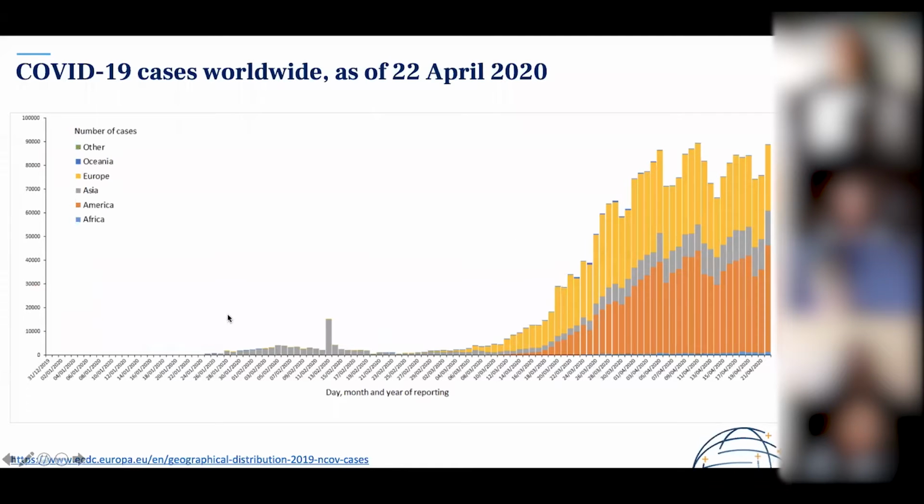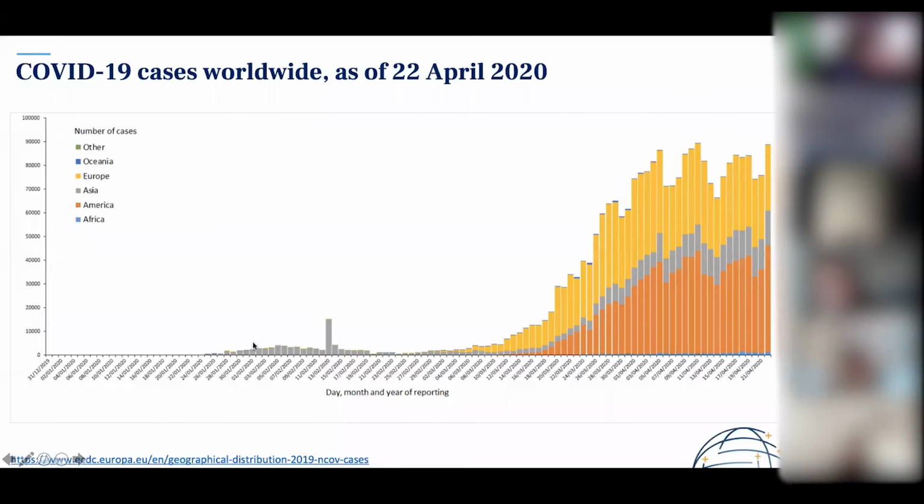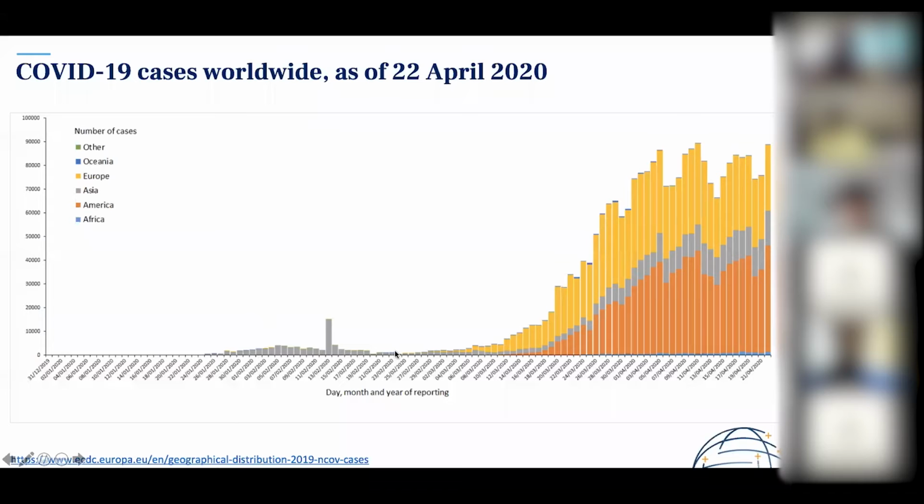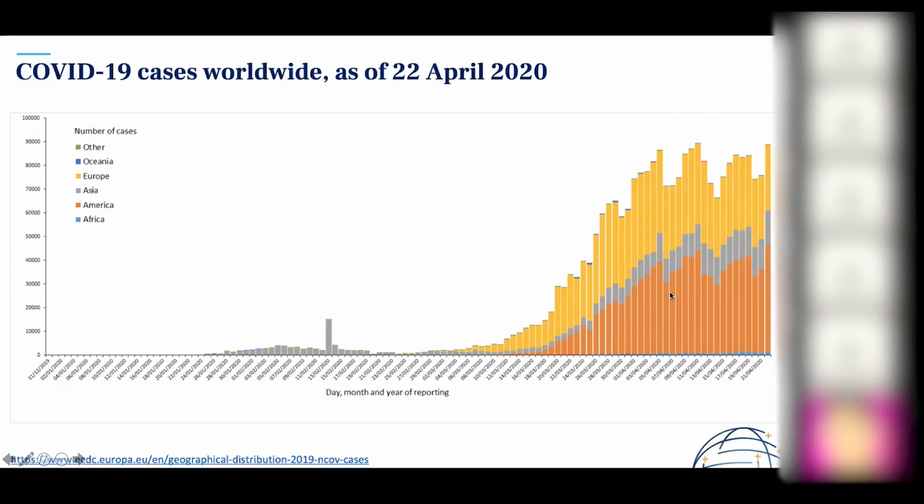I don't know if you can see my pointer or not, but here on the left side in gray is the epidemic from China, which started back at the end of December, early January, and then peaked, and then was basically gone by mid-February, late February. There's still a few cases, but look at the rest of the world. The rest of the world, and particularly Europe and America, have predominated, and we'll talk more about that in a moment.